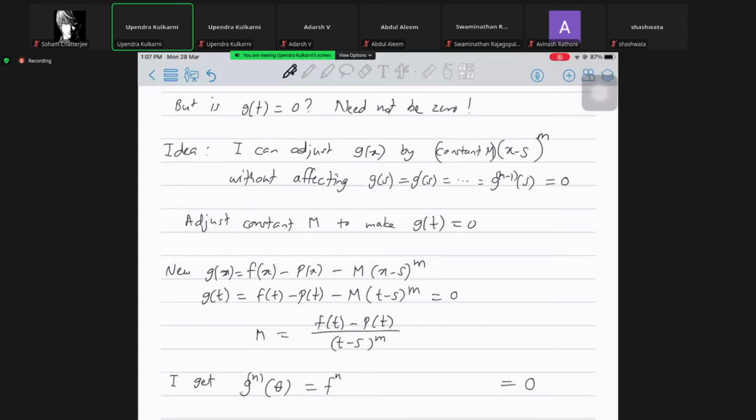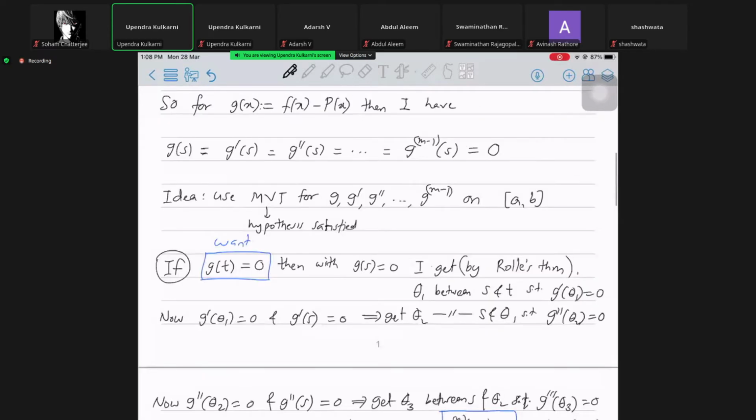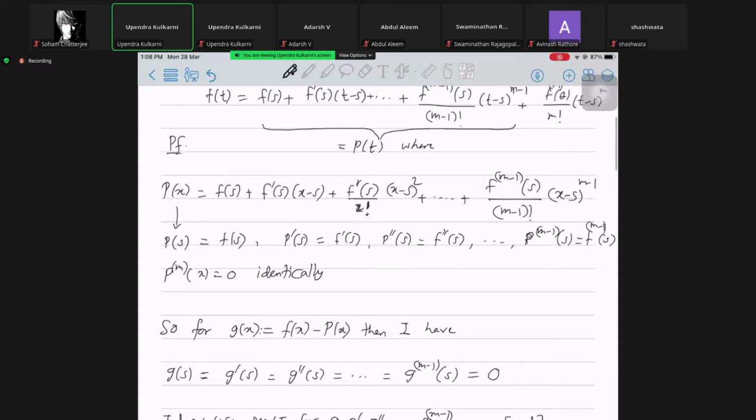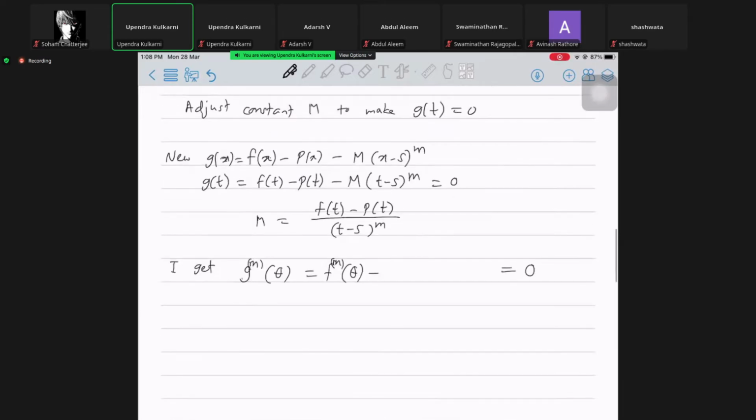Well, let's just do this. This is the nth derivative of f at theta. Oh, sorry, I have changed m to n. Mth derivative of f at theta minus mth derivative of p at theta. But what is that? Remember what p was? p was a polynomial of degree m minus 1. So its mth derivative is 0 identically. So I get minus 0. And minus what?